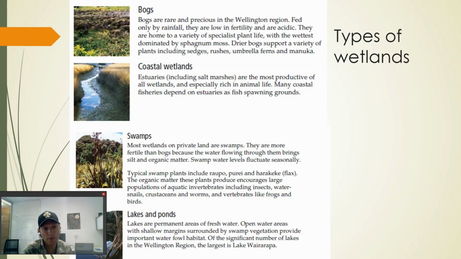Coastal wetlands are some of the most productive in the world, and these include salt marshes. So you should be able to distinguish between a marsh and a swamp. So a marsh is just a wet area. It's a wetland that is dominated by grasses. So tall grasses and reeds.